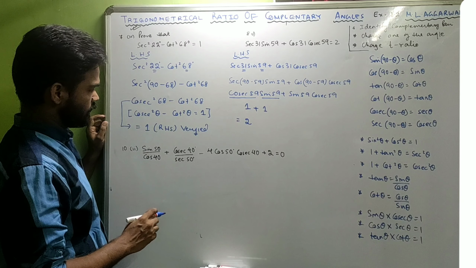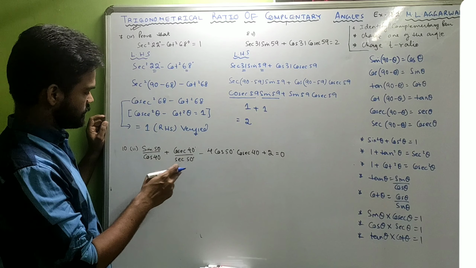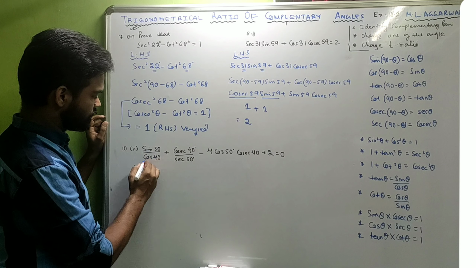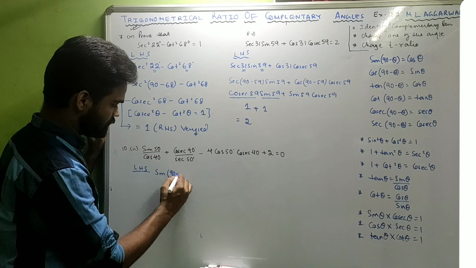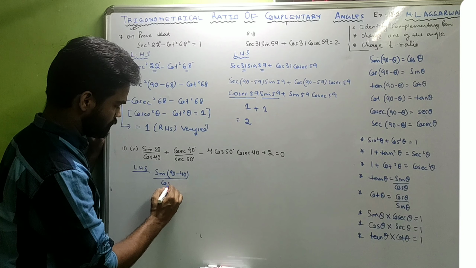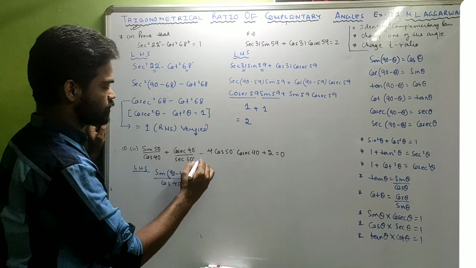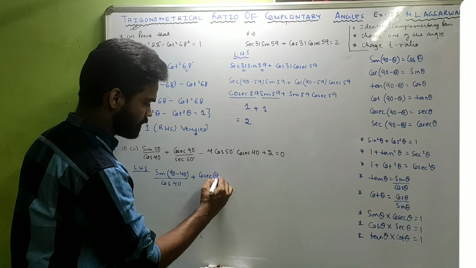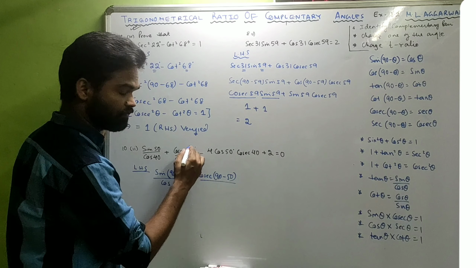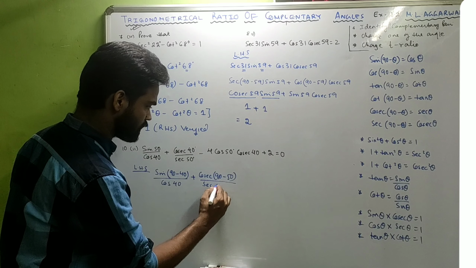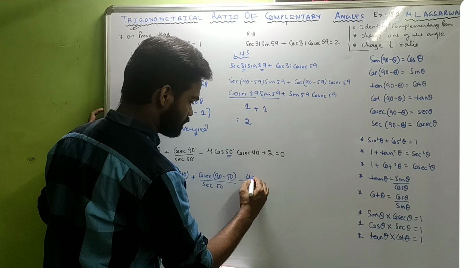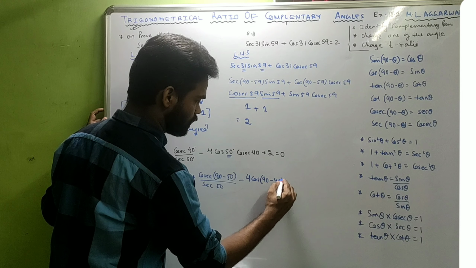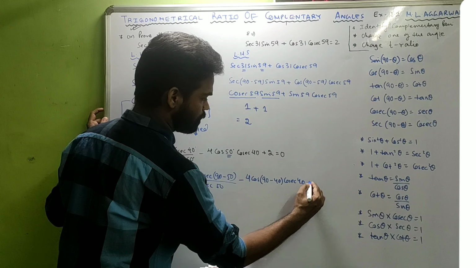10 part 2. You have to prove that this is equal to 0. Okay. Same. See, LHS I'll solve. Sine 50 and cos 40. So I'll change the numerator. 50 I can write 90 minus 40. In the denominator it's still the same. Cosec 40 I can write cosec 90 minus 50, because 50 and 40 are complementary to each other, and this is sec 50 minus 4. Again cos 50 I can write cos 90 minus 40 and cosec 40 plus 2.